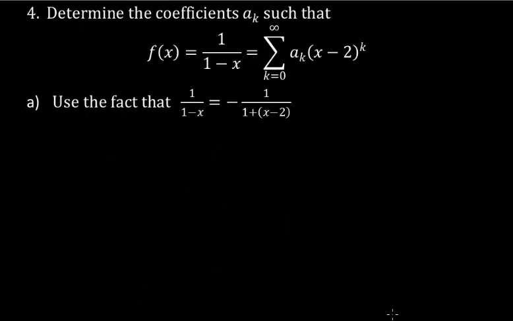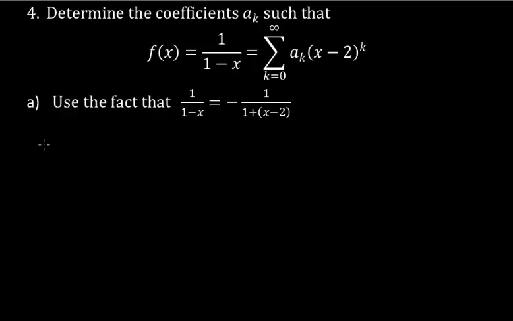This problem I asked you to do in two different ways. We know what 1 over 1 minus x looks like. We've looked at it many times in class. And this time, instead of centering our Taylor polynomial at 0, we're going to center it at 2. So one way to find these coefficients is to start taking derivatives and see if we could find a pattern. But there's also a simple way in this case, because we can look at 1 over 1 minus x as minus 1 over 1 plus x minus 2.